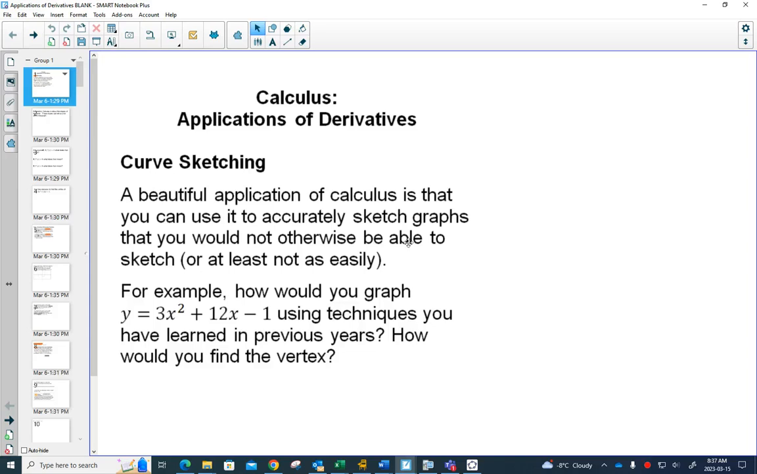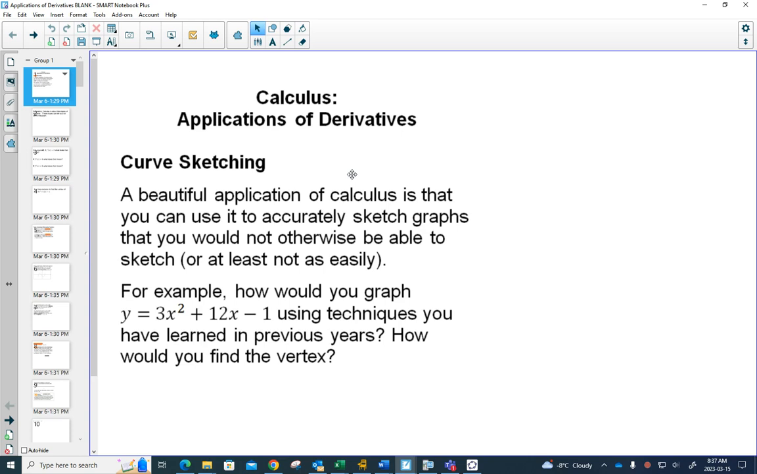So the first topic we're going to do in applications of derivatives is curve sketching. And I know that graphing isn't the favorite thing of students. However, a very nice or even beautiful application of calculus is that it allows us to graph things better and easier than the techniques you've used in the past.